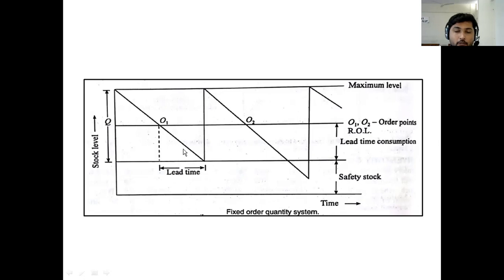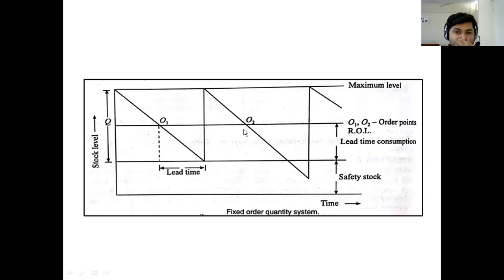During that time period consumption is also going on, and once you receive the material, because you have placed the order equal to the economic order quantity, that is Q star or Q, whatever you want to consider, the complete inventory will be fulfilled over here. Then once again the consumption continues, and once it reaches the reorder level, the order will be placed with the economic quantity.